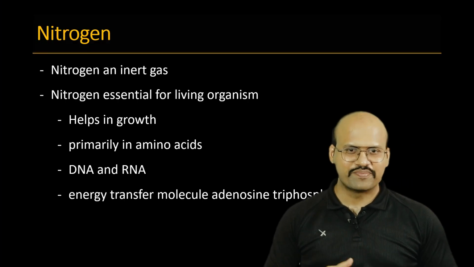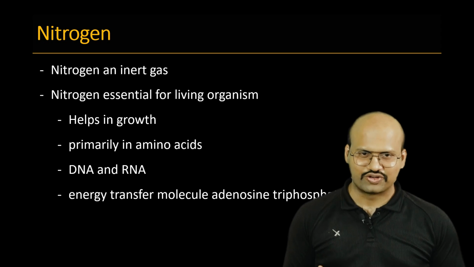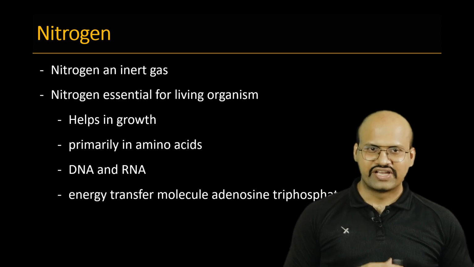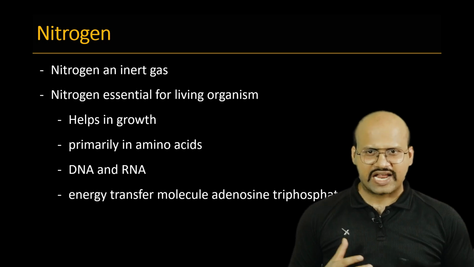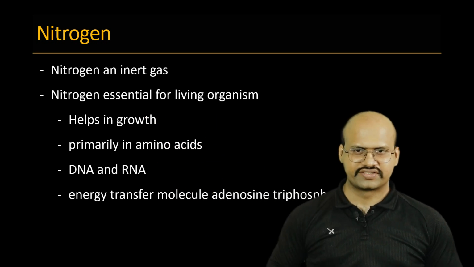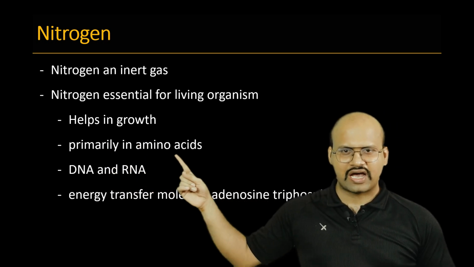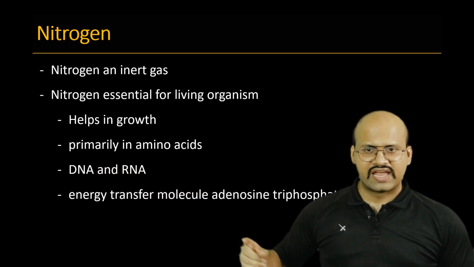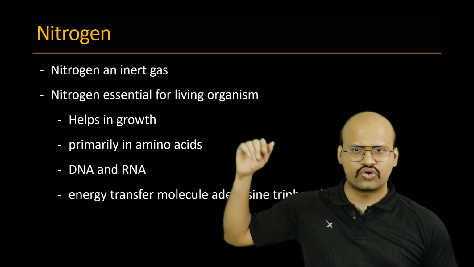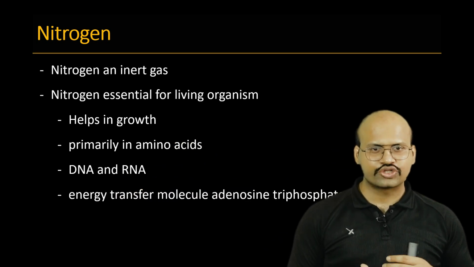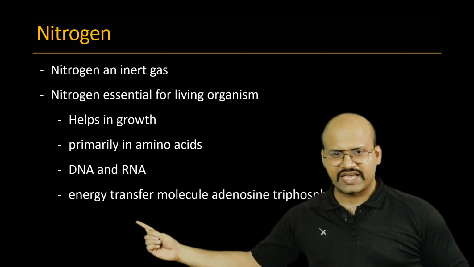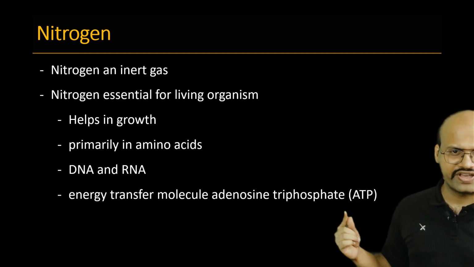So let's see some of the important factors of nitrogen. Nitrogen, as we know, is an inert gas. Therefore it does not react easily, and therefore it has a very long life. Nitrogen is also essential for living organisms because it helps in growth. It is also present in amino acids. Then DNA and RNA also include nitrogen. Nitrogen also helps in transferring energy within our cells in the form of ATP.